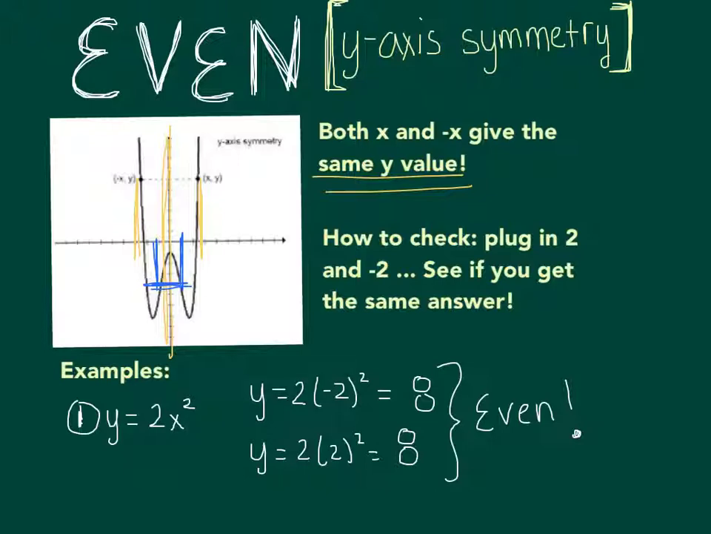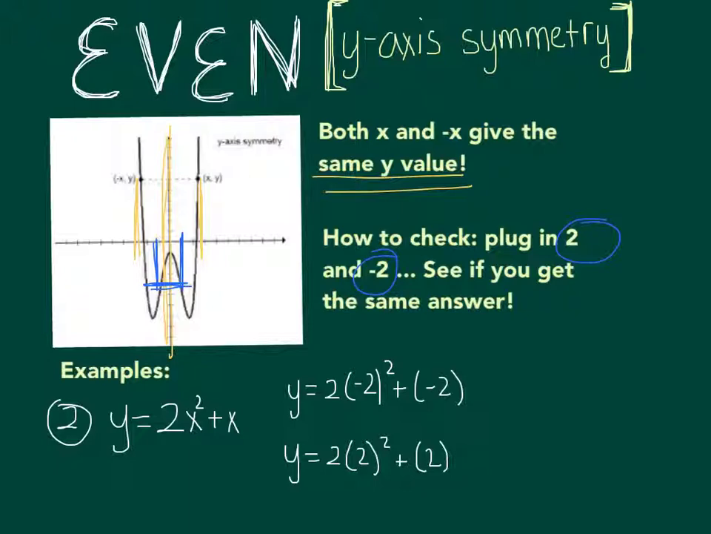So a good way to check is to pick a number. So I said here, pick 2, take the opposite, so negative 2, plug both into the equation, and see if you get the same number. There's an example down here at the bottom of y equals 2x squared. Here on the top I plugged in negative 2, and I did 2 times negative 2 squared, so that would be 2 times positive 4, so that's 8. And 2 times positive 2 squared is also 8. So since I got the same number out when I plugged opposite numbers in, it's an even function.